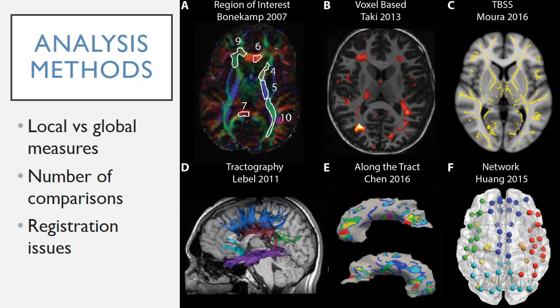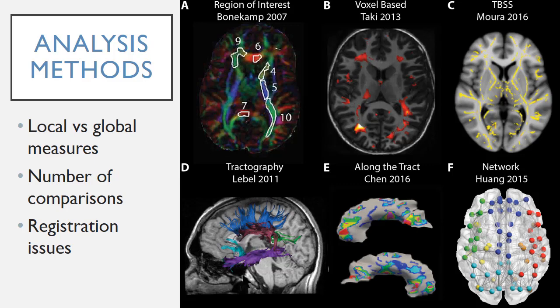Tractography, pretty similar to ROI approach, but now you're using the diffusion direction information to trace out the white matter tracts. You're still averaging over a whole area, and it can be labor intensive if you're doing it manually. If you're doing it in an automated way, it starts to become susceptible to the registration issues, though less so than region of interest or voxel-based approaches.